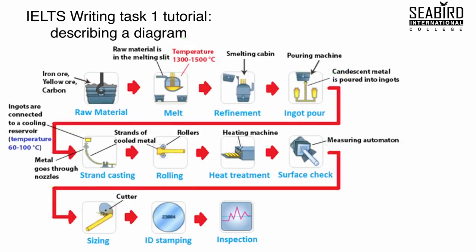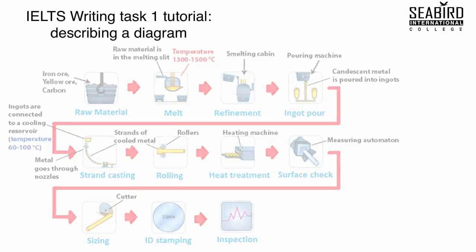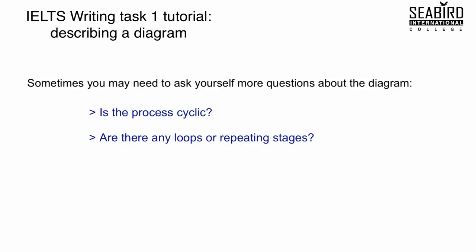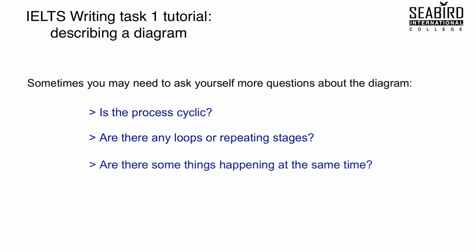Some diagrams may not be as straightforward as this one, so sometimes you may need to ask yourself more questions about the diagram. For example, is the process cyclic? Are there any loops or repeating stages? Maybe there are some things happening at the same time? Anyway, when you have familiarized yourself with the diagram, it's time to start writing the answer.